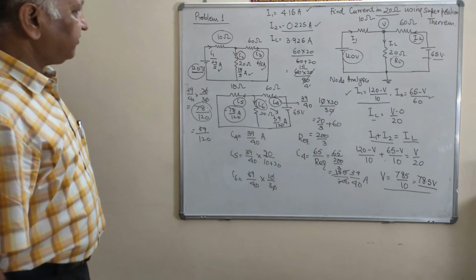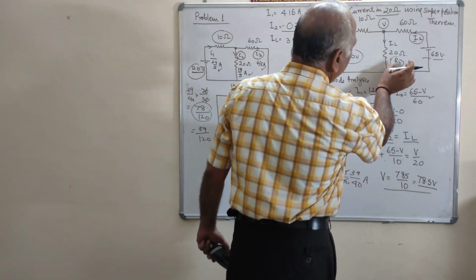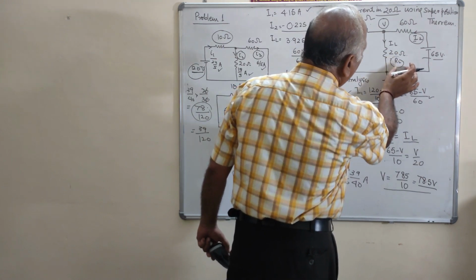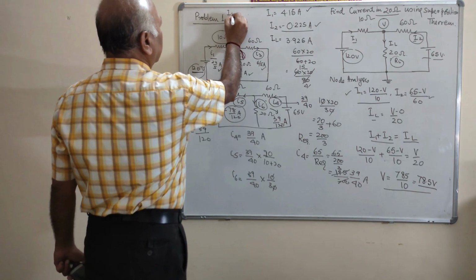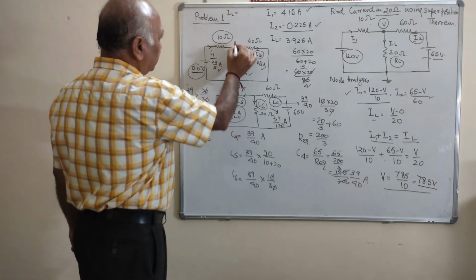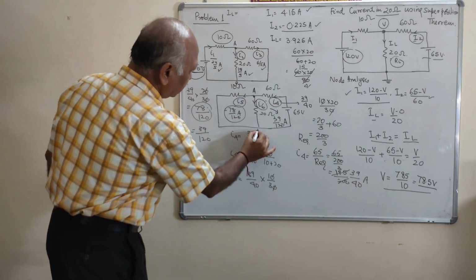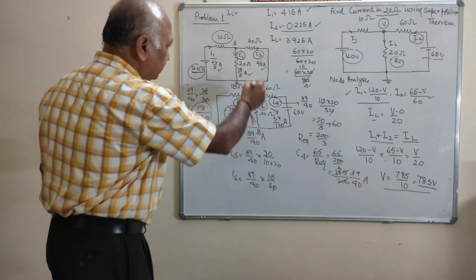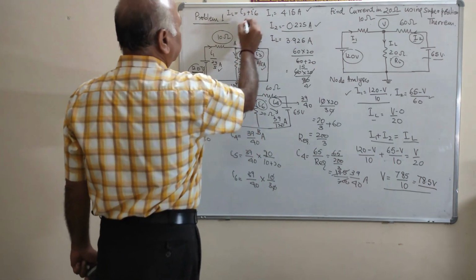Now you will see, we have to find the current in RL. हमें किसमें करंट निकालनी है? RL में. तो what is the value of IL? यहाँ पर देखिए करंट की डायरेक्शन कैसी है? A to B. यहाँ पर भी करंट की डायरेक्शन कितनी है? A to B. That means the algebraic sum will be I2 plus I6.